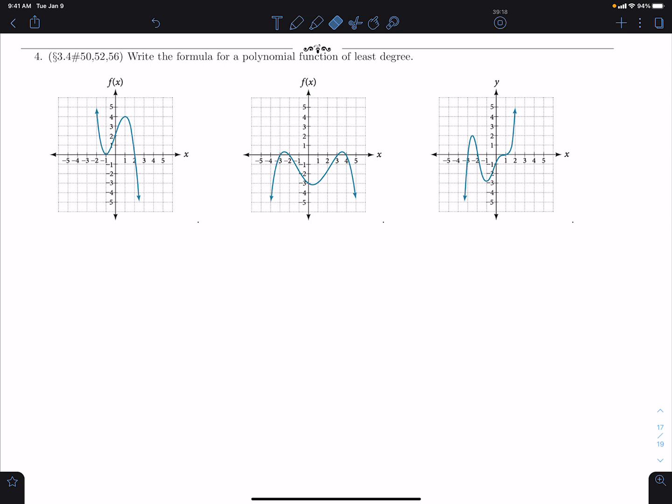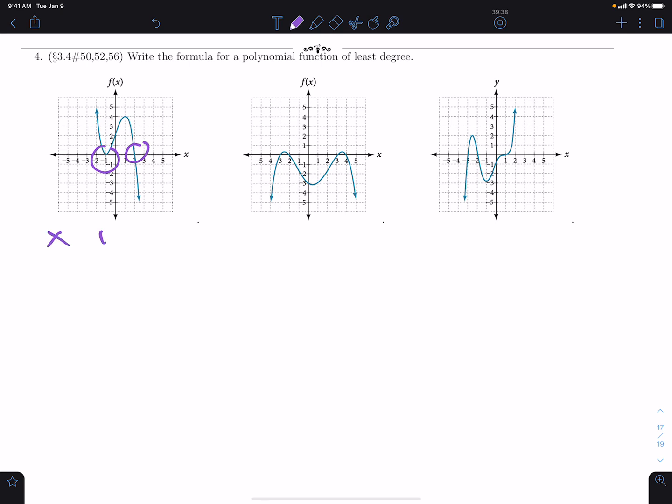Okay, let's try to write formulas for these polynomial functions. We're given the graph, and the easiest way to go about this is to use the end behavior and the intercepts. For the x-intercepts, we can actually see the multiplicity. Let's start with the x-intercepts for this first one.